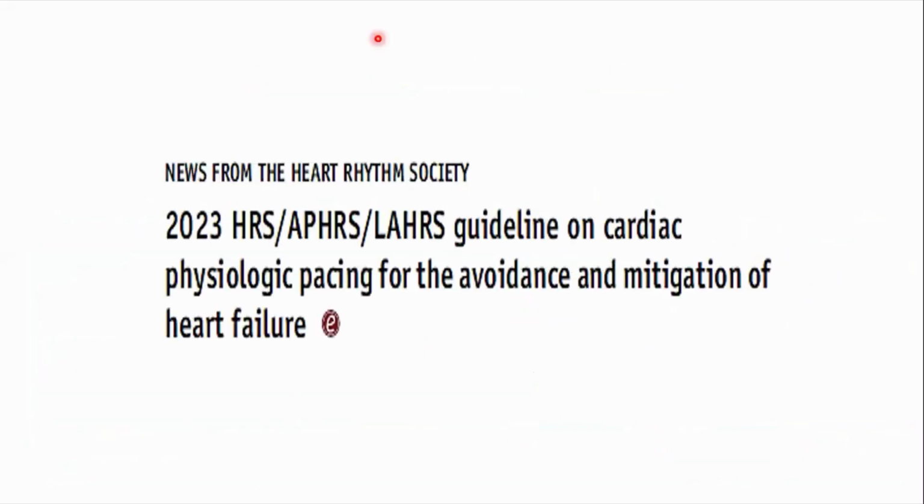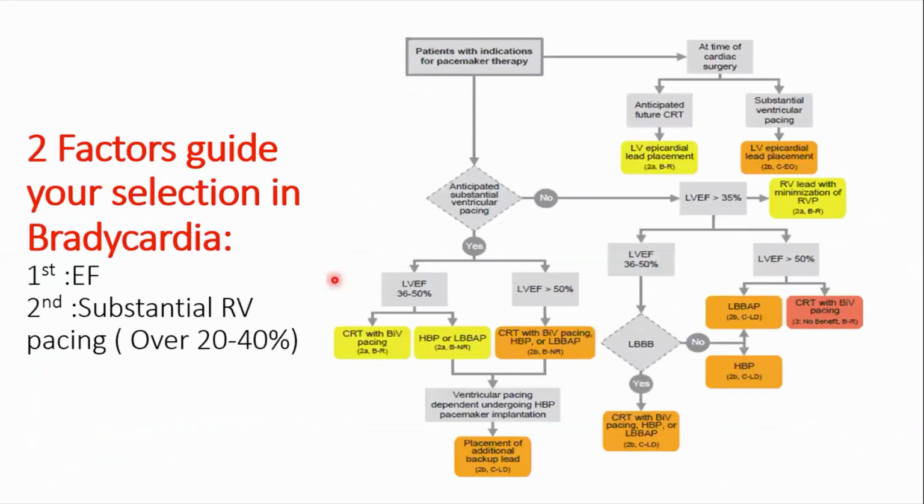So now we move to the indications, and we're going to review two guidelines, the 2023 HRS guidelines on cardiac physiological pacing. And this algorithm defines indications of pacing and how to pace in different scenarios in patients with bradycardia. Actually, you have two factors that guide your selection. First, what is the ejection fraction? And second, is there a substantial RV pacing, which is defined by the guidelines by over 20 to 40% pacing time.